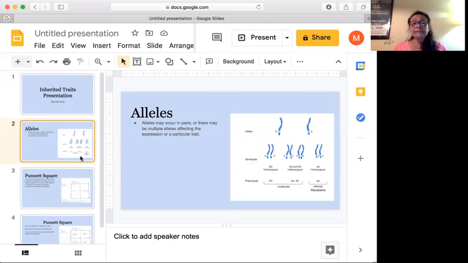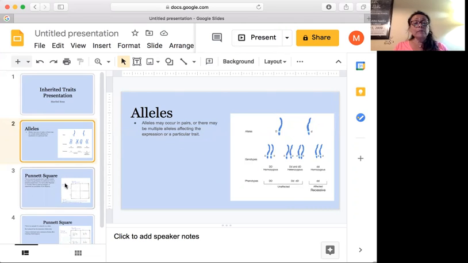And here is my sample of the alleles. They also say alleles may occur in pairs, or there might be multiple alleles affecting the expression of a particular trait. That is what I just said: I have two alleles, a recessive and a dominant.